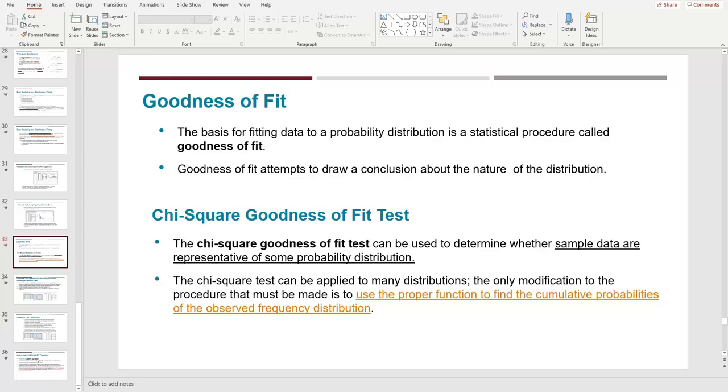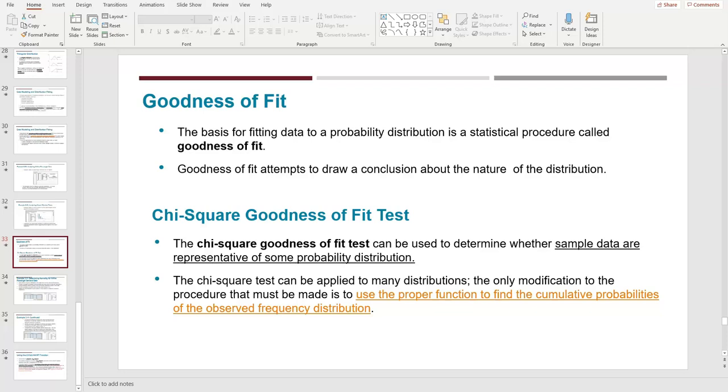Hello, in this video we will continue to talk about data modeling focusing on goodness of fit test. What is goodness of fit? The basis for fitting data to a probability distribution is a statistical procedure called goodness of fit. Chi-square goodness of fit test can be used to determine whether sample data are representative of some probability distribution. The chi-square test can be applied to many distributions.